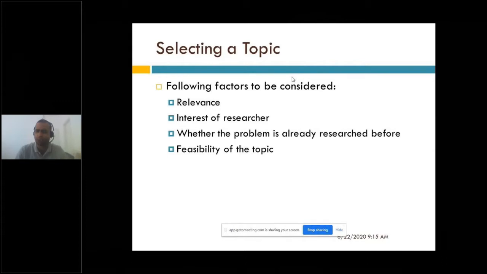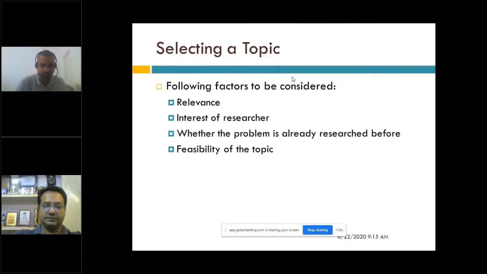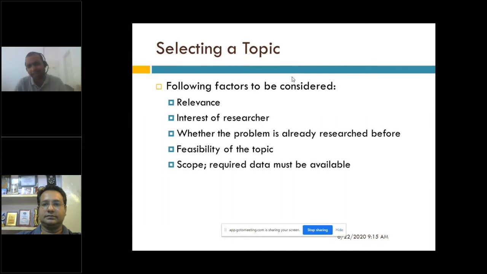Next is feasibility of the topic. See, we can't take any research topic which is not feasible in terms of economic resources, in terms of technical viability, in terms of operations. So it must be feasible considering all dimensions. Next is scope. See, for any research, data is a must. So if data is not available or you are not supposed to get it in future, it's not wise to investigate that topic.